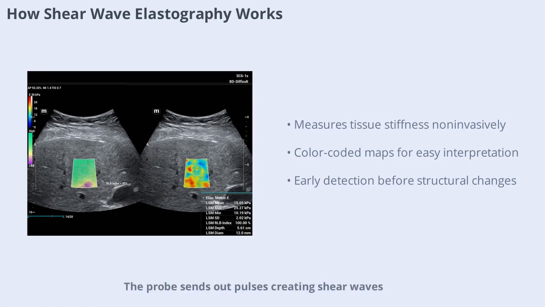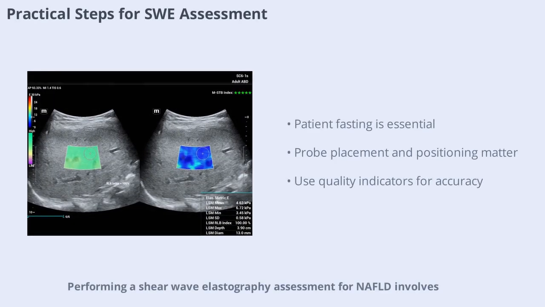The probe sends out pulses, creating shear waves, and the resulting data is displayed as a color-coded map overlaying the standard ultrasound image. These colors correspond to different stiffness values, helping clinicians assess the degree of fibrosis or other liver changes. SWE is less operator-dependent and offers better depth penetration than traditional methods, making it a valuable tool in the clinical setting.